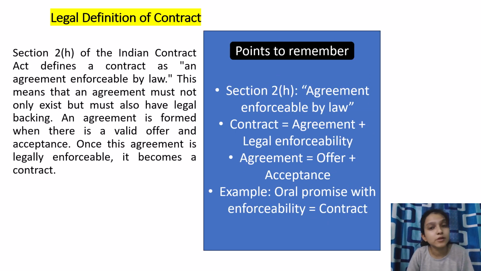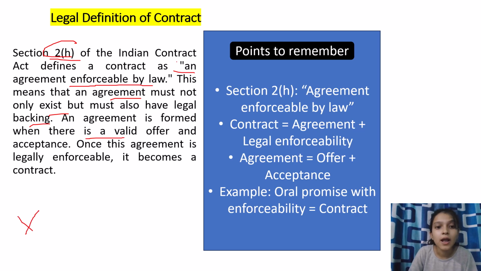Now let's move into the legal definition of contract under the Indian Contract Act. What we have understood so far was the historical term from which we derived the word, and in normal language what a contract is made of. Now we will understand what the Indian Contract Act says about what a contract is. Section 2(h) of the Indian Contract Act defines a contract as an agreement enforceable by law. So this is the definition given under Section 2(h). We need to remember this section and this definition at any cost. This means that an agreement must not only exist but must also have legal backing. An agreement is formed when there is a valid offer and acceptance. So an agreement is made when there is a valid offer and acceptance.